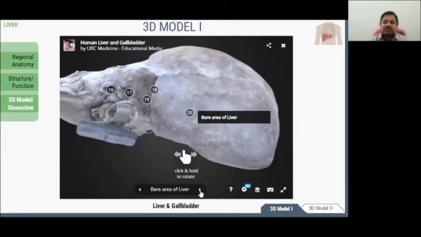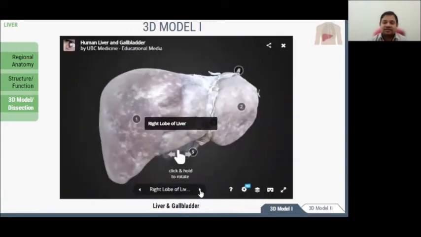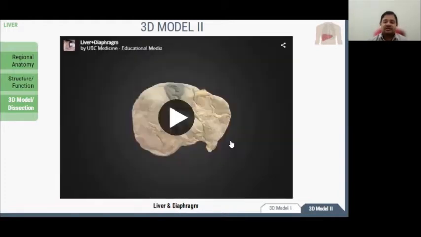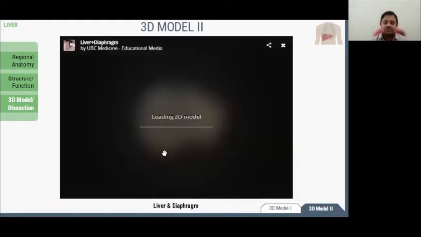Then there is the bare area of the liver, which is devoid of peritoneum. So this was a 3D view of the liver. One more 3D view is there, you can see that also. By visualizing this diagram, and if you go through your books, it will be very easy for you to make sense of the liver in your body, so that it will be easier to recall whenever it is needed, either in viva or in the theory paper.